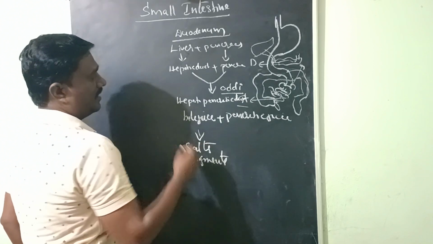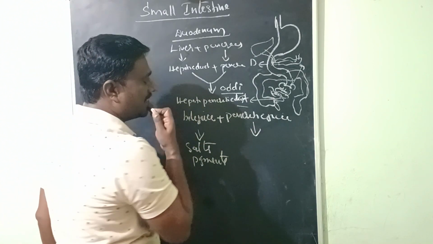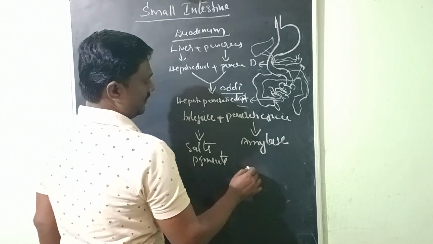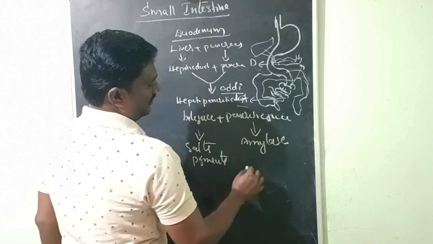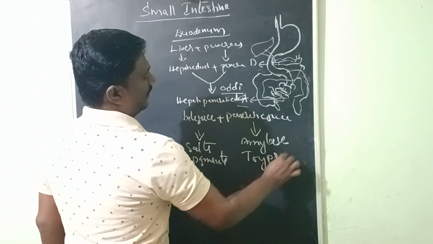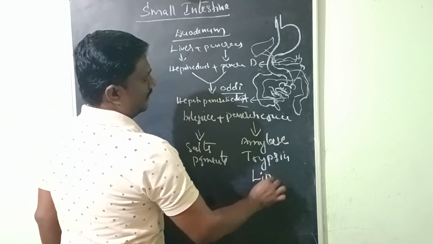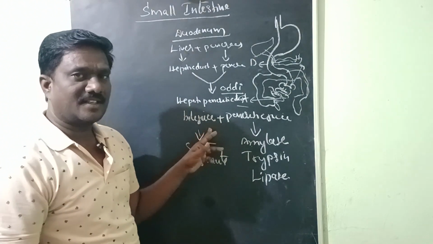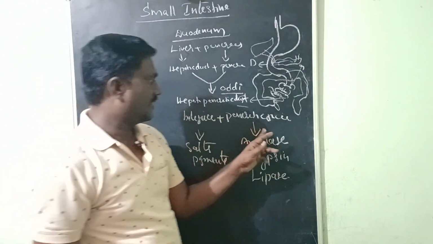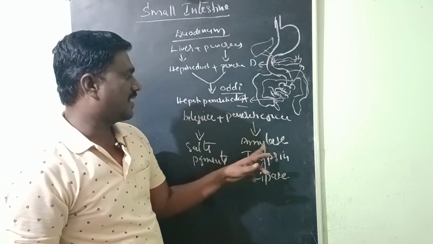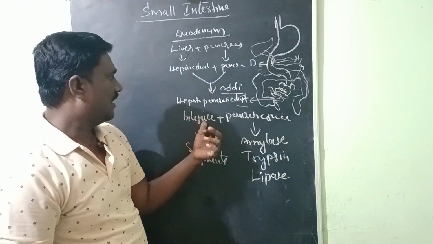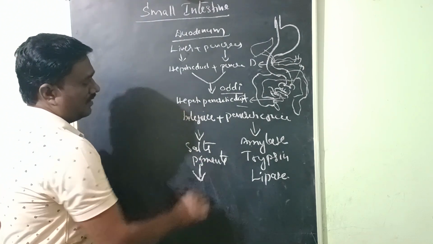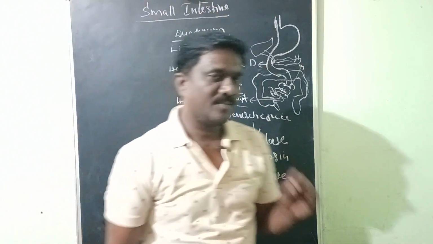Bile juice has salts and pigments. Pancreatic juice has three enzymes: amylase, trypsin, and lipase. The liver secretes the bile juice. The pancreatic juice has amylase, trypsin, and lipase. Bile juice has salts and pigments. There is no digestion by the bile juice.